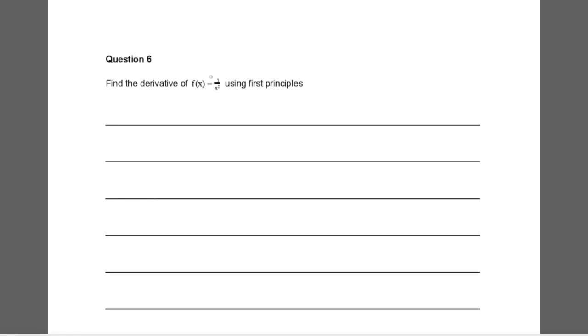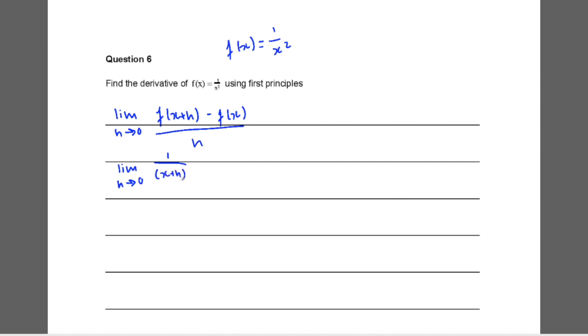On to the short answer. Find the derivative of f of x equals 1 on x squared. I'll write it out because you can't really see it. Using first principles. Alright, first principle says the limit as h approaches 0 of f of x plus h minus f of x, all divided by h. Okay, applying that formula gives us the limit as h approaches 0 of 1 on x plus h squared minus 1 on x squared.